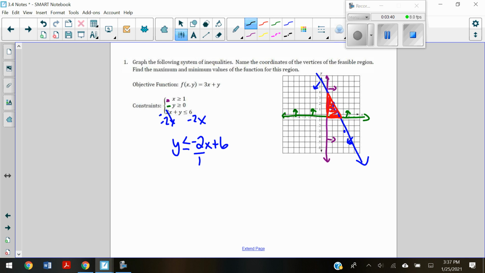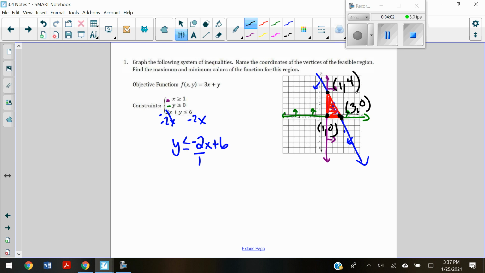So I need to find the 3 vertices. We have a point here, a point here, and then up here. Okay, so my 3 ordered pairs are (1, 0), (3, 0), and (1, 4).